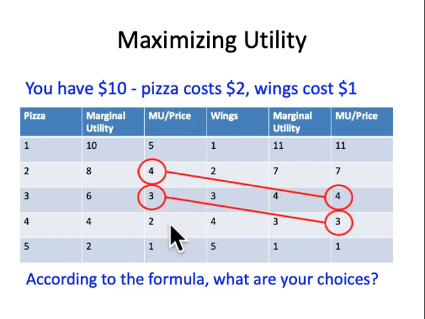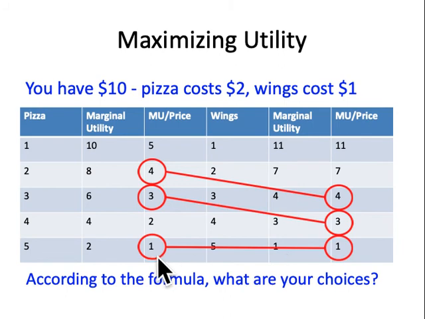And so my second scenario is my third pizza, which costs me $6, so I get 3 per dollar. My fourth wing costs me $1, and so I also get 3 per dollar. So exactly the same situation. If I have enough resources, I will buy both. And after that, I have 4 marginal utility at $2, so that's 2. And then I have 1 marginal utility at $1, so that's 1. So therefore, I would buy a pizza in that scenario.